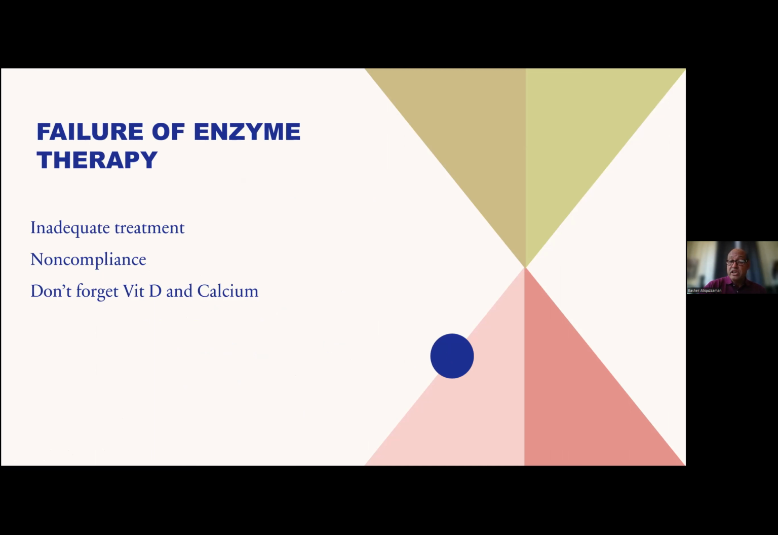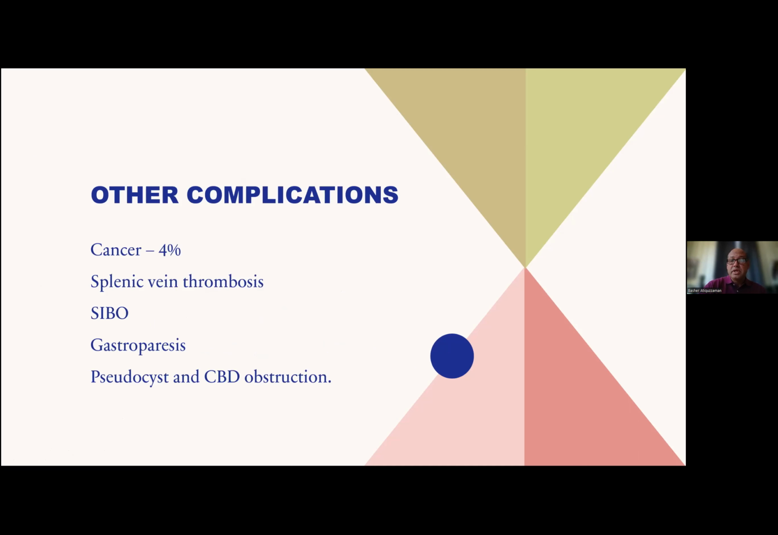And if you're not giving a long-acting enteric coated one, you have to give them PPI or H2 receptor blocker. So these are the things. About 4% of the patients will have cancer. They can have a splenic thrombosis, and this patient has to go for a splenectomy.